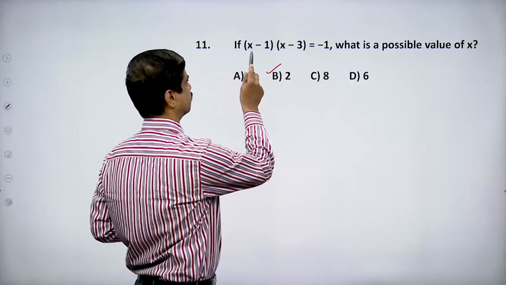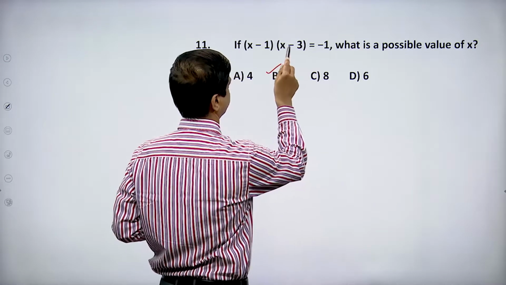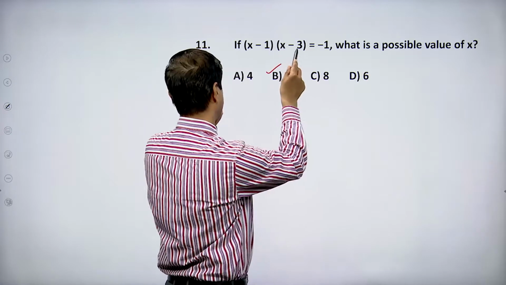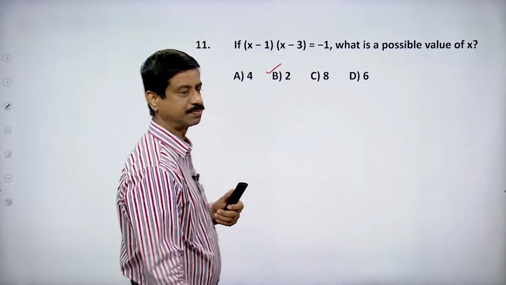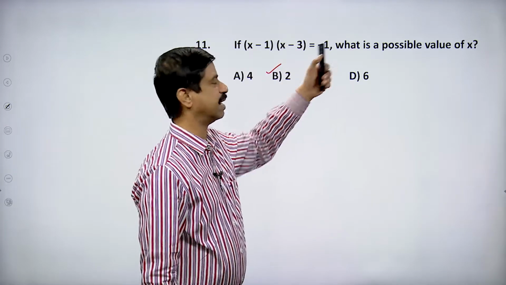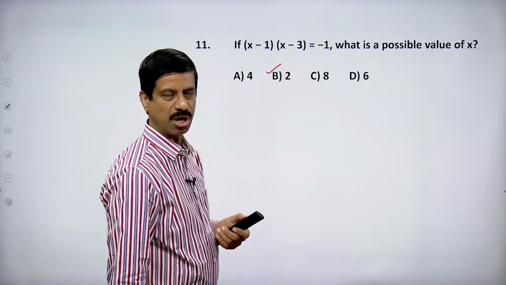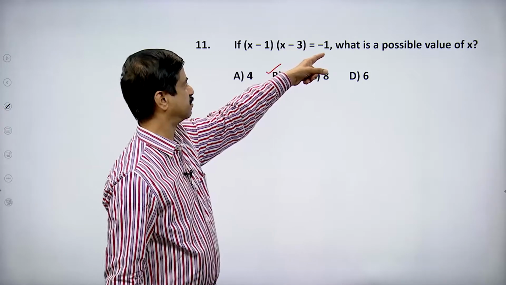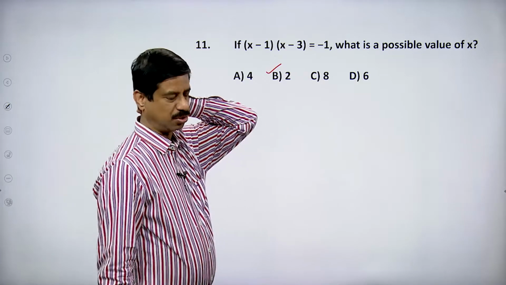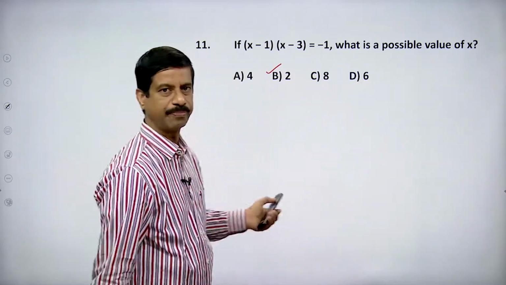Or otherwise you substitute and see: 4 minus 1 is 3, 3 into 1 is 3, not the answer. 8 minus 1 is 7, 7 into 5 is 35, not the answer. 6 minus 1 is 5 and 6 minus 3 is 3, 5 into 3 is 15, not the answer. 2 minus 1 is 1, 2 minus 3 is minus 1, 1 into minus 1 is minus 1, finished. Substitution, okay. There are two logics I taught. I said to get a minus value, one should be positive and the other negative. That is possible only with x equal to 2. The other thing is substitution and seeing, okay.